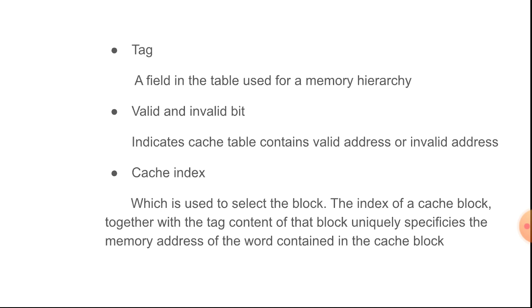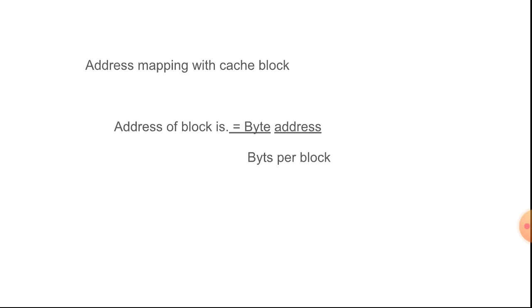Next, a valid bit and invalid bit indicate whether the cache table contains a valid address or an invalid address. Next, cache index, which is used to select the block. The index of the cache block together with the tag content of the block uniquely specifies the memory address space of the word contained in the cache block. Next one is address mapping of a cache block. The address is found by byte address divided by bytes per block.